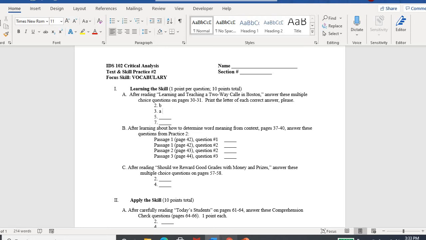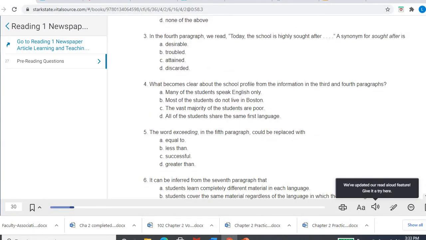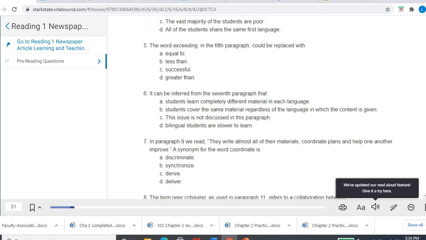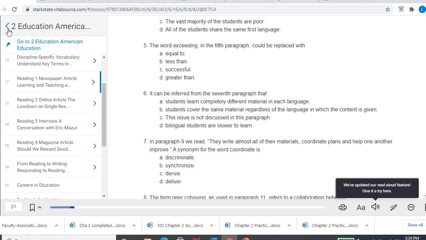Now you on your own are going to answer questions 5 and 7. So 5 and 7 are both vocabulary. Remember, chapter 2 is about vocabulary. So they're both vocabulary related questions. Okay. All right. From there, we are going to look at part B of our text sheet.